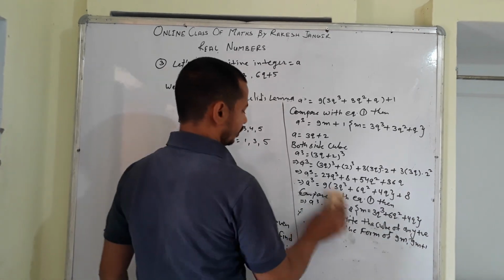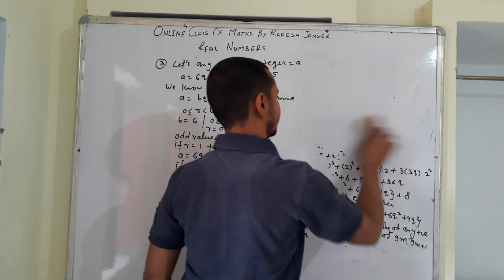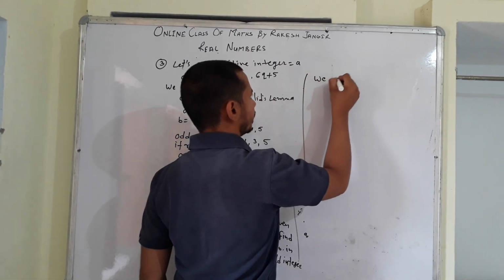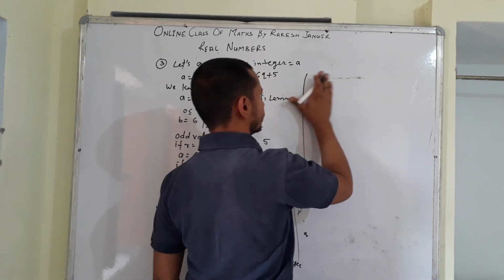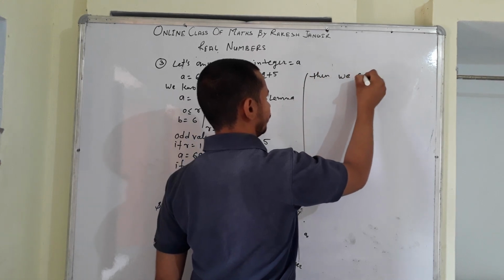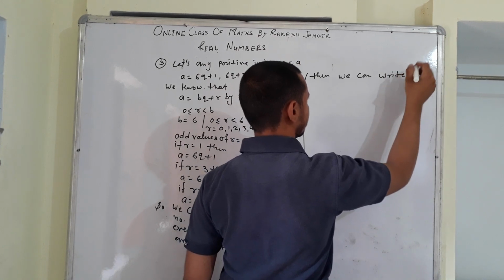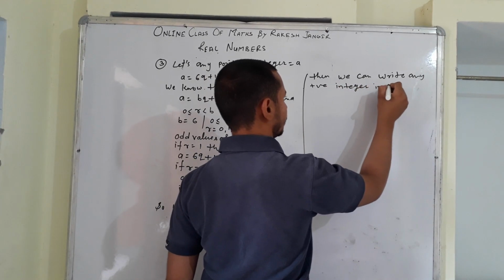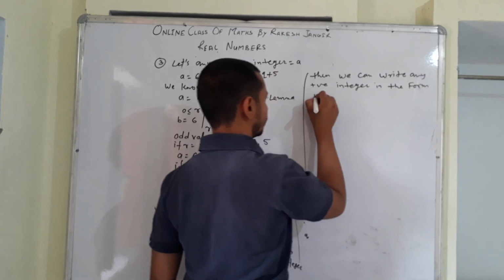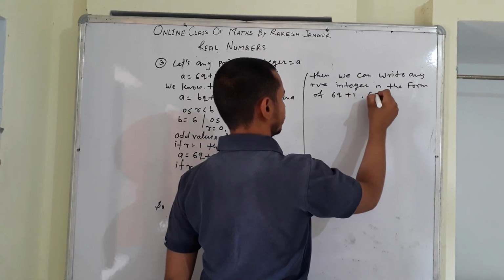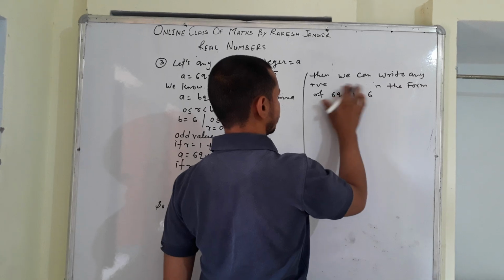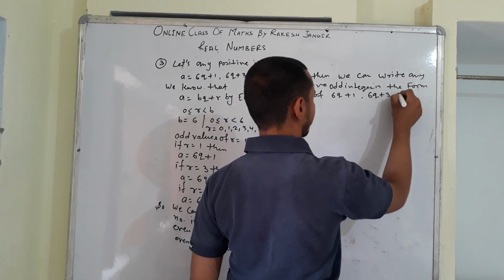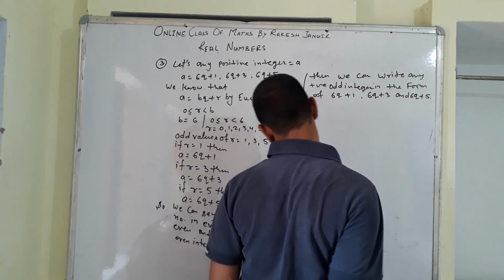And the last step of question number 3 is, we can write any positive odd integer in the form of 6q plus 1, 6q plus 3 and 6q plus 5. Copy the question.